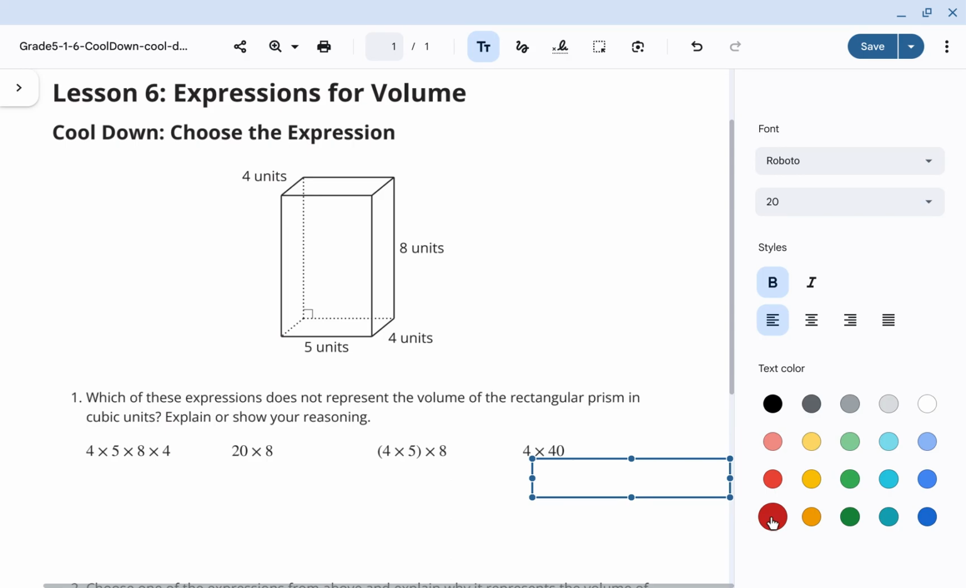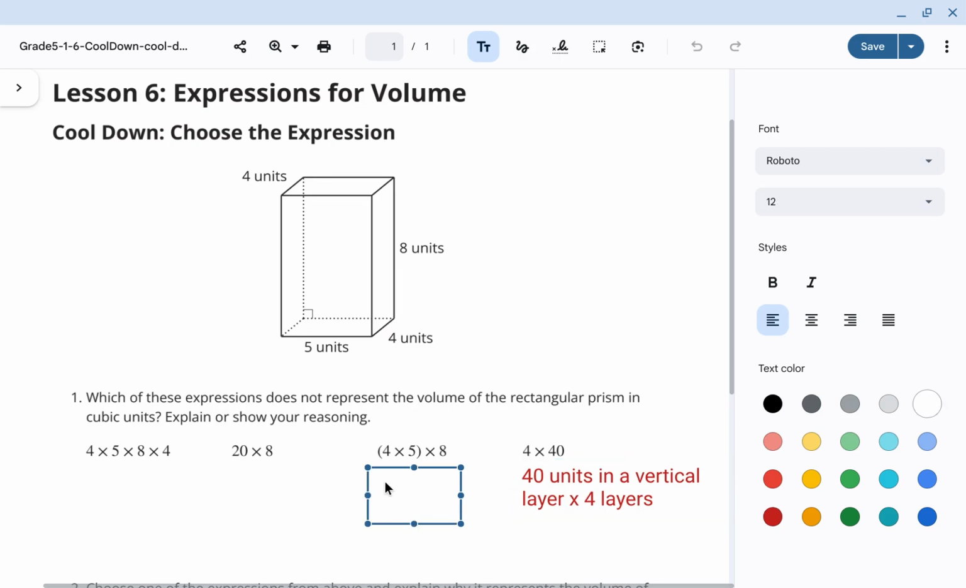So indeed, this situation does match, because as I look at this, let me just jot this down for us quickly here. We would have 40 units in a vertical layer times 4 layers. So again, that tells me that this does match. So I'm not going to be choosing that one, because I'm going to choose the one that does not represent it. Okay? All right, let's go ahead to this one.